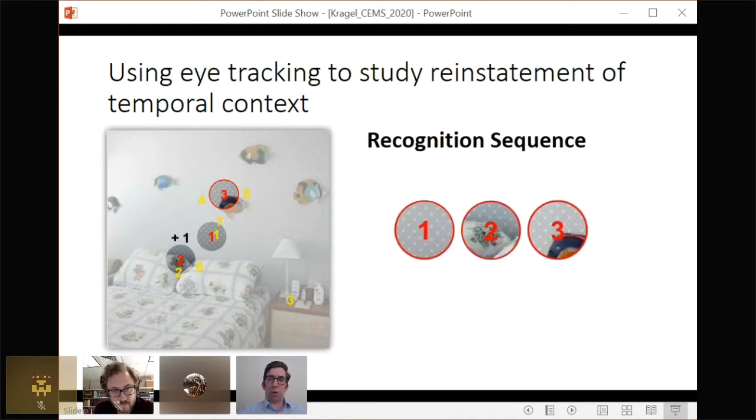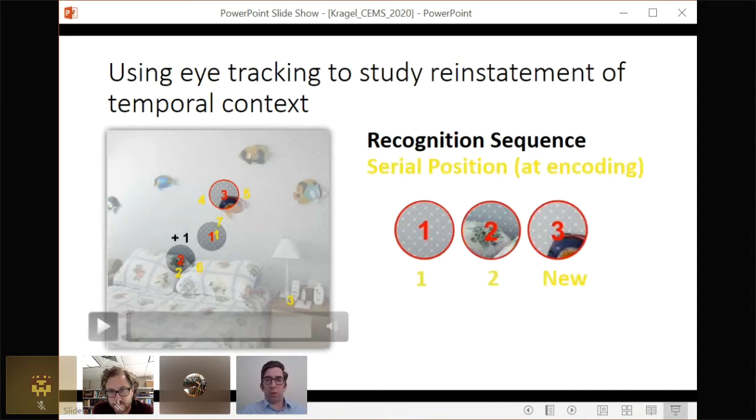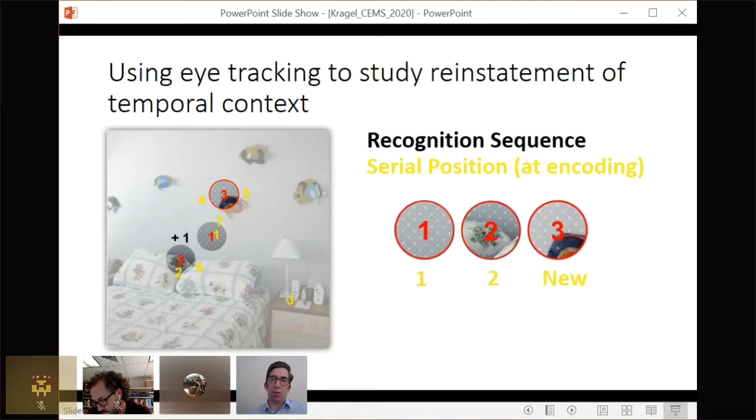So you look at these 3 locations, and then what we want to do is say, how similar are these locations to where you looked at the first time you viewed the scene? Here you can see there's a good correspondence between location 1 at encoding and location 2 during recognition, and so on for the second position, whereas for the third fixation, it's a new location. They didn't really attend to this fish on the wall during encoding, but they did at retrieval.